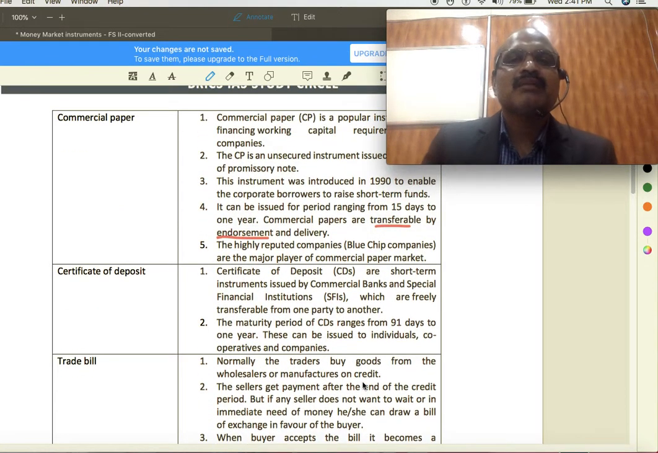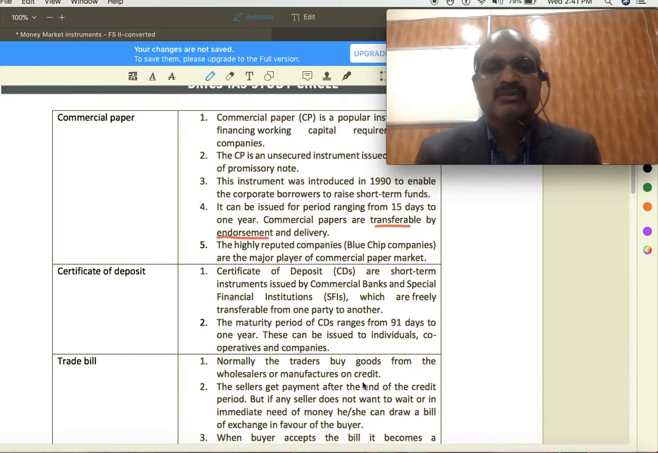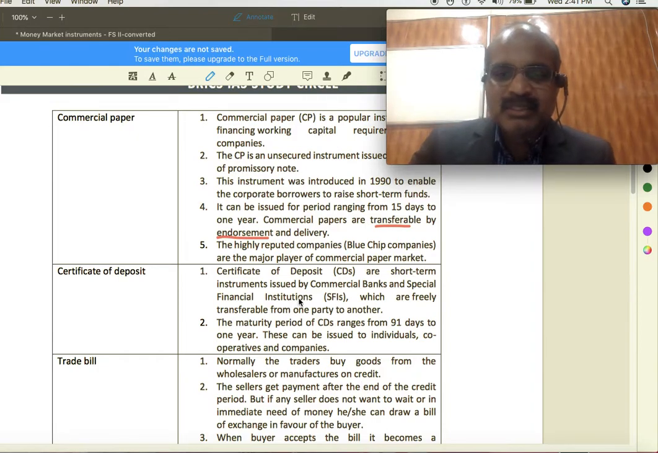Certificate of deposits. Just like companies issue a promissory note, which is called commercial paper, banks and financial institutions also issue a promissory note, which is called a certificate of deposit. Everybody clear? Basically, they must have received deposits, and depending on the deposits they have received, they will issue these. These are short-term instruments issued by commercial banks and financial institutions, which are also transferable to others if you want to transfer.